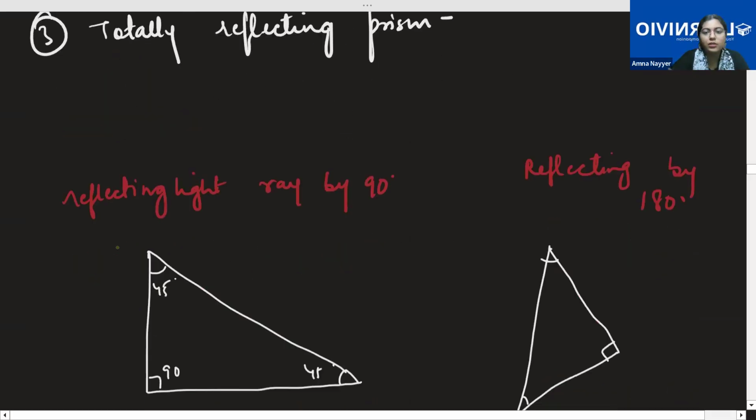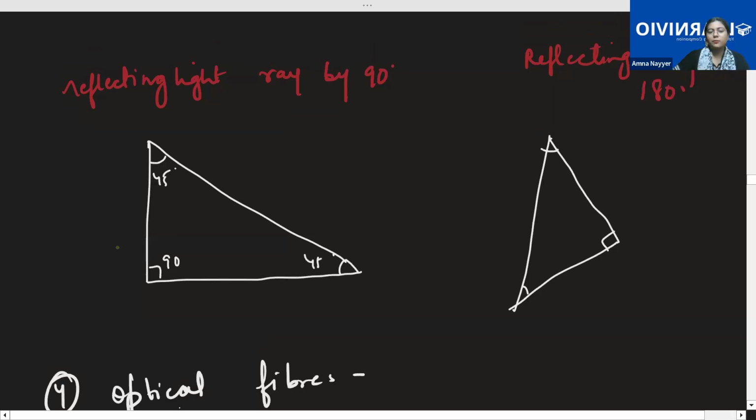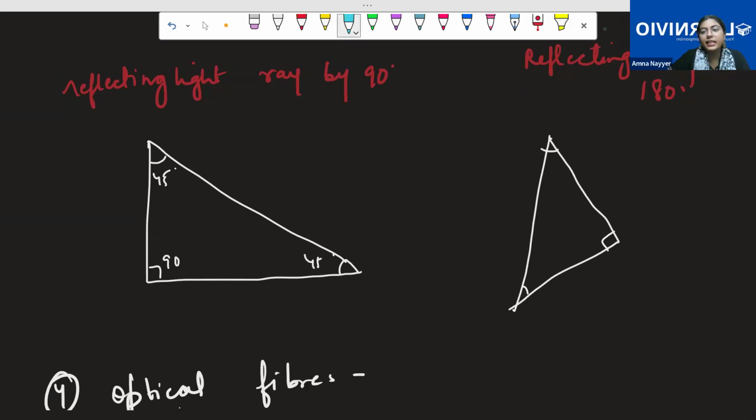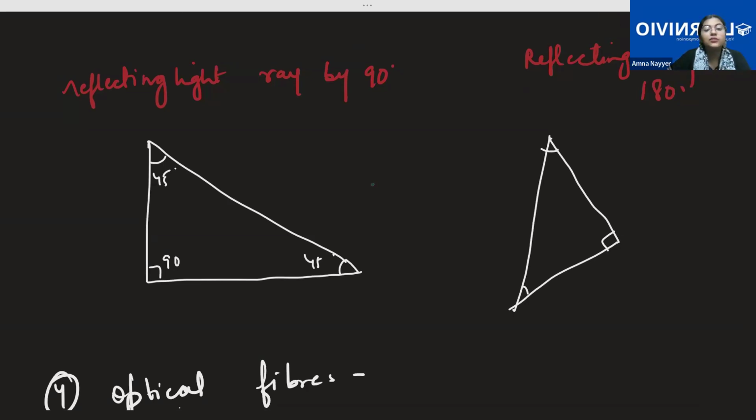Now, the third one I wanted to discuss that time also. The third one is very important. These are questions from your board exam itself. See, reflecting light by 90 degrees, a prism will do the function. This is the right-angled prism. How? Let's say this is our object.